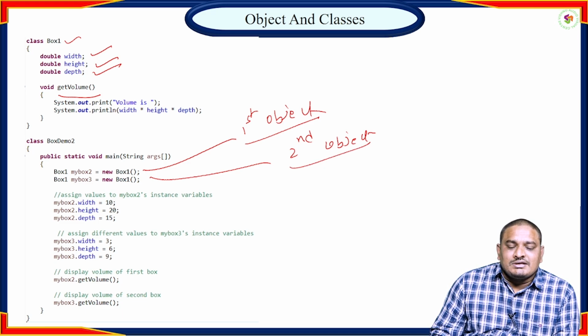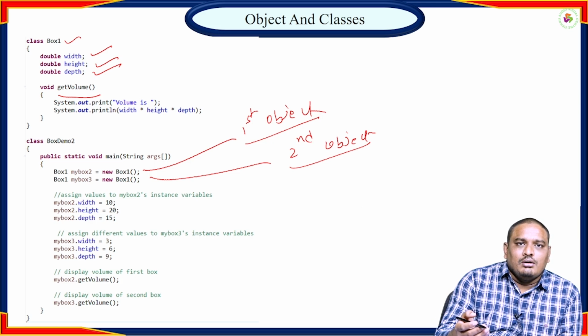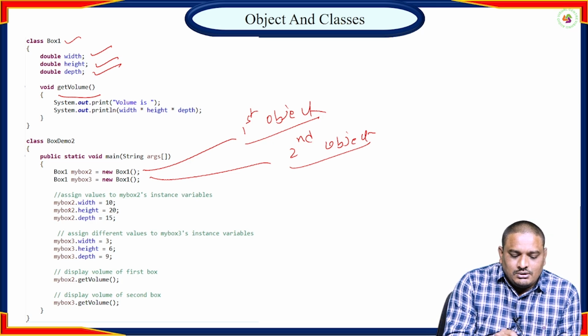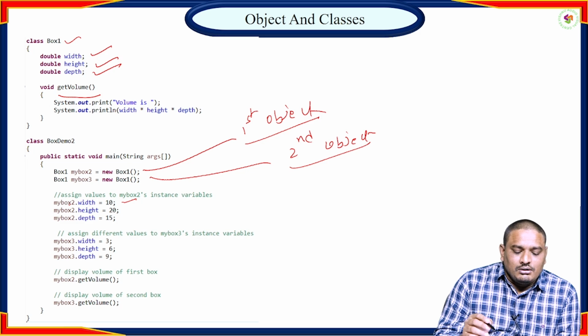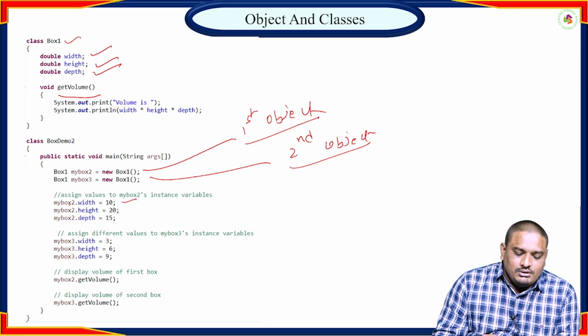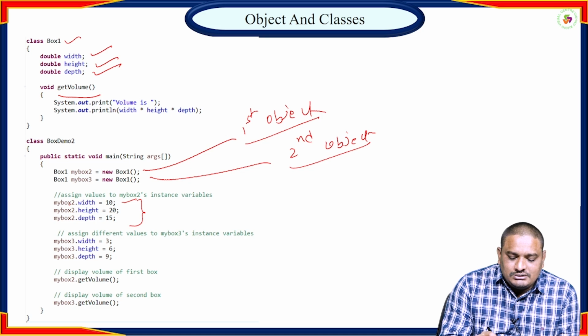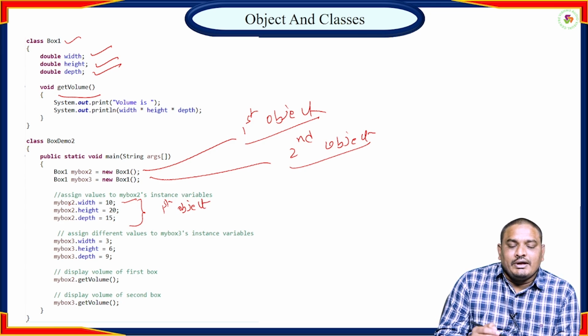Next step, we can assign values to the particular variable. See this statement: myBox2.width = 10. Here myBox2 is the object and this one is a variable. We are assigning values to that particular variable by using the dot operator. myBox2.width = 10. This is for the first object.